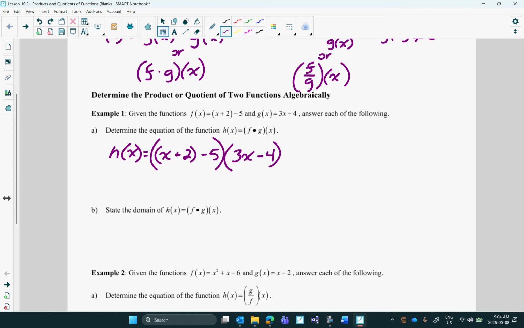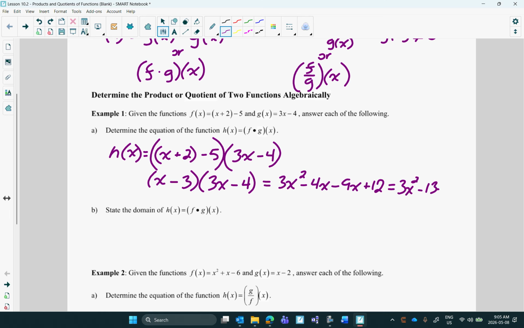Well, I can simplify this, can't I? This is the same as x minus 3. And I can multiply these two binomials, you guys have been doing that for 3 years, to get 3x squared minus 4x minus 9x plus 12, which simplifies further to 3x squared minus 13x plus 12. So that's as simple as you could go.